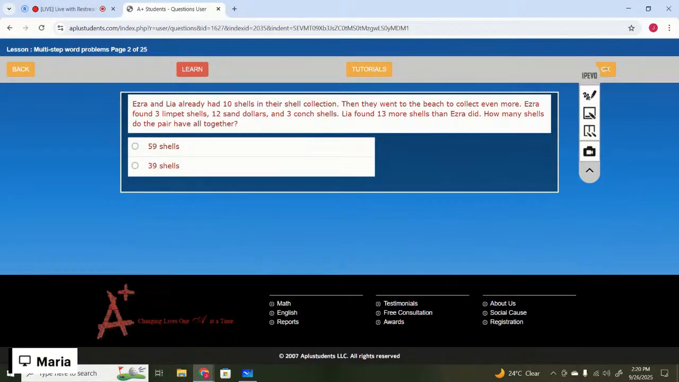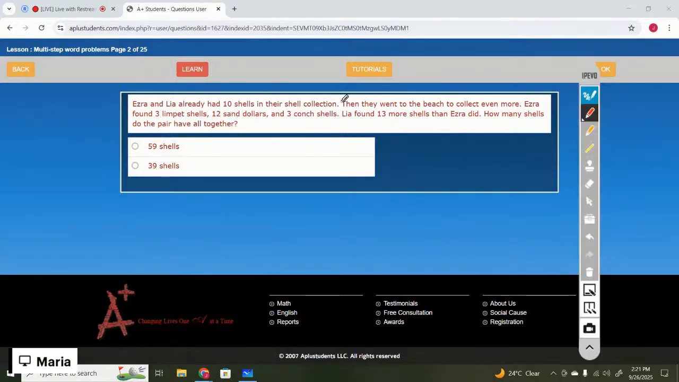Ezra and Leah already had 10 shells in their shell collection. Then they went to the beach to collect even more. Ezra found 3 limpet shells and 12 sand dollars and 3 conch shells. Leah found 13 more shells than Ezra did. How many shells did the pair have altogether?